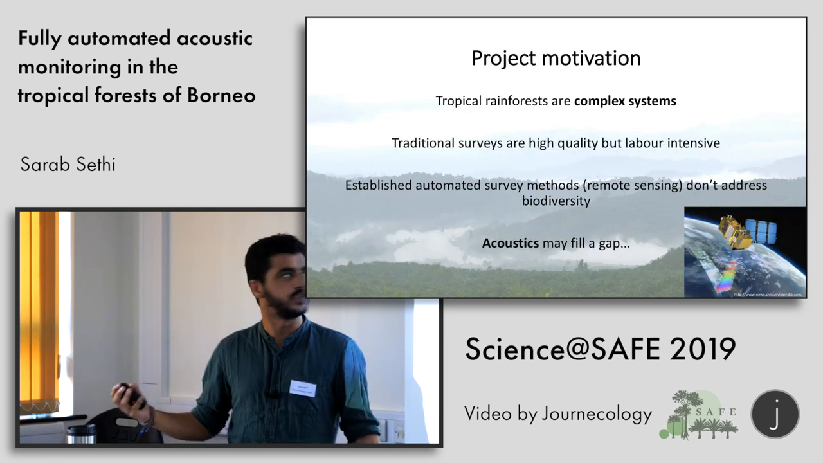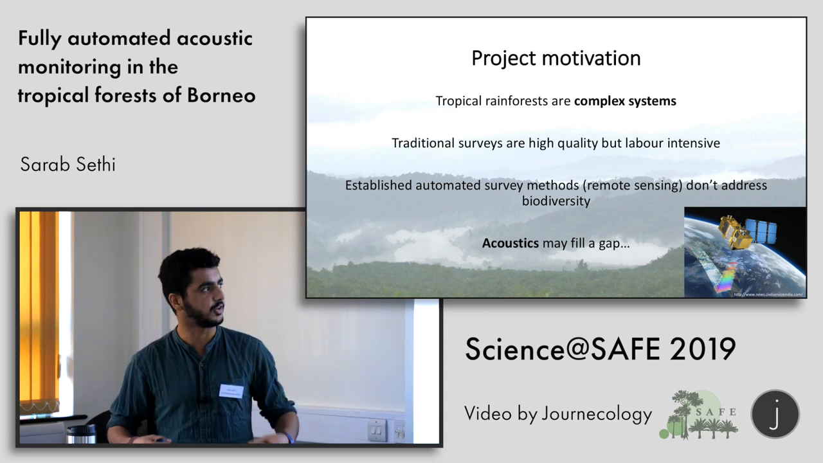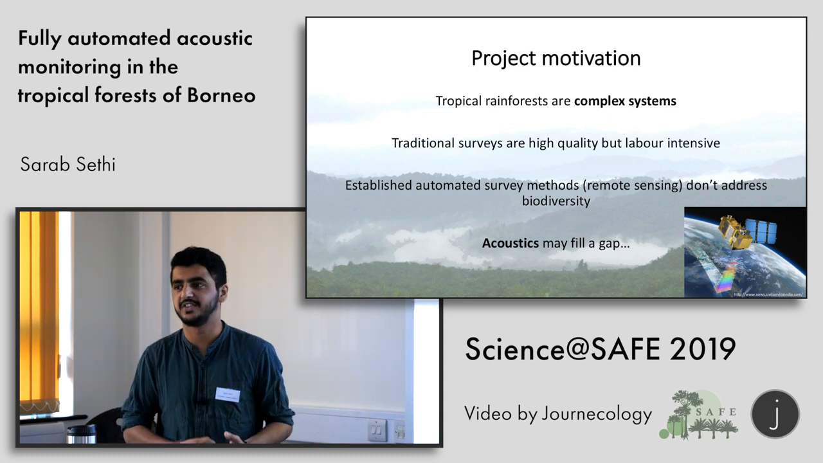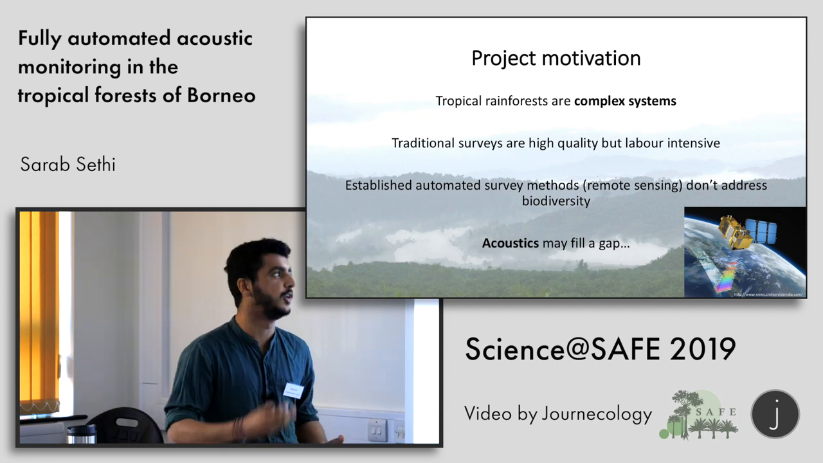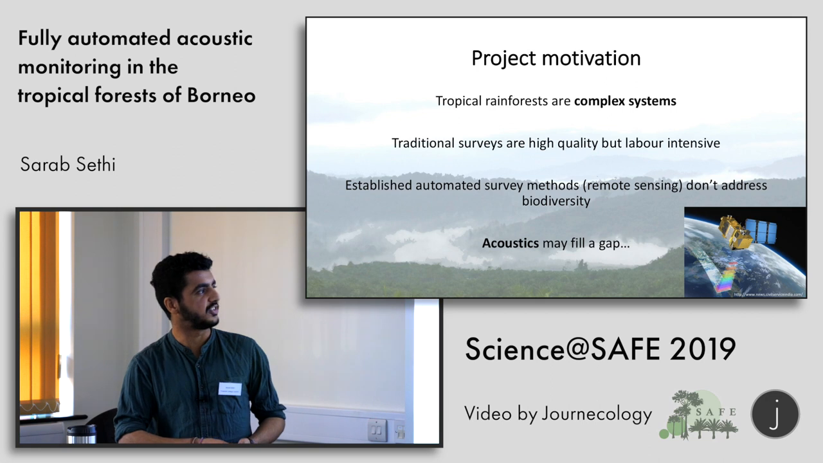So, some motivation. Coming from a physicist's view of the world, tropical forests are complex systems, and a good way to understand complex systems is to collect loads and loads of data. That's the only real way to tease out information from these systems.